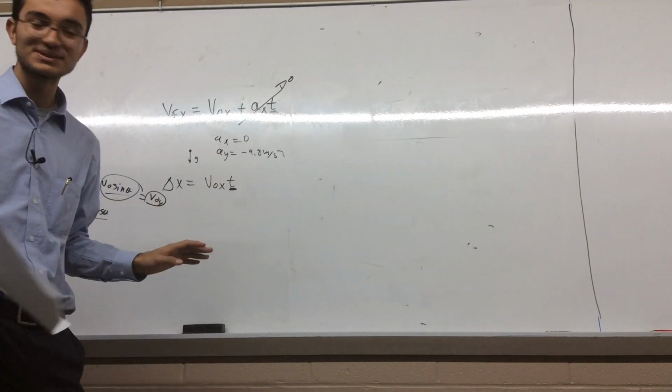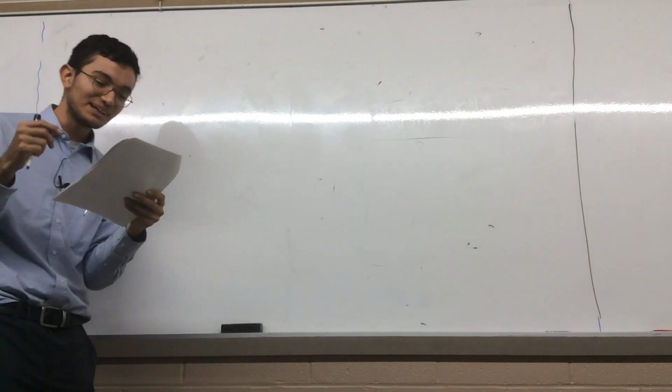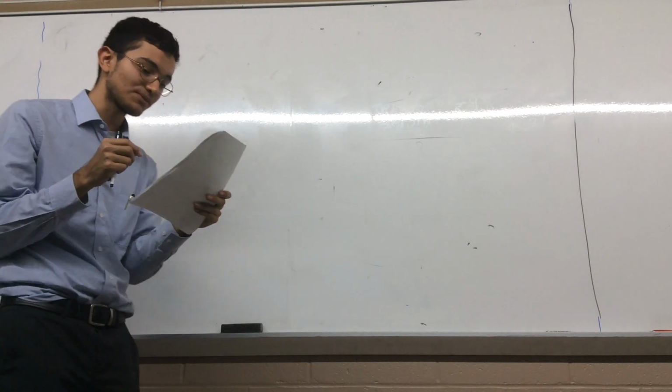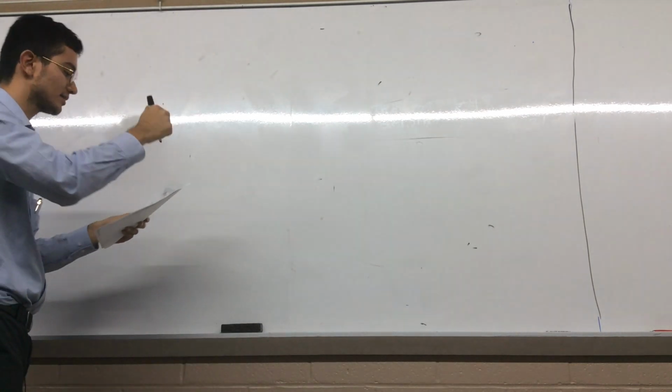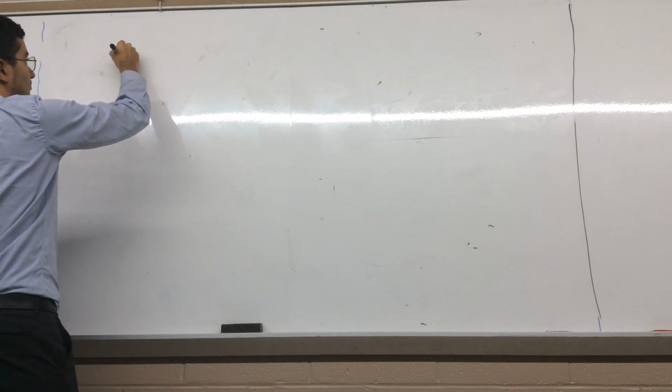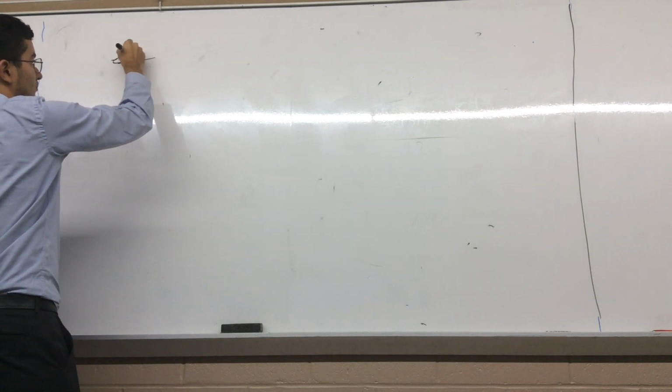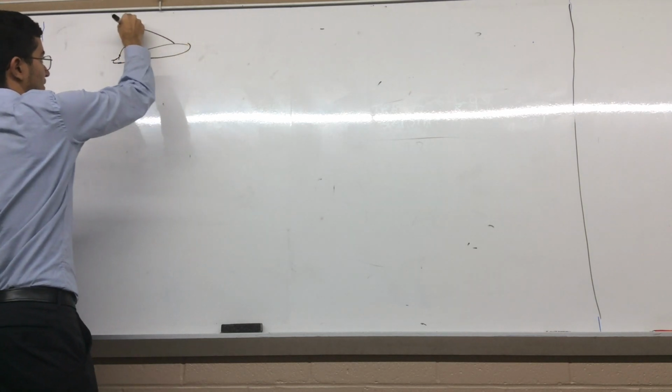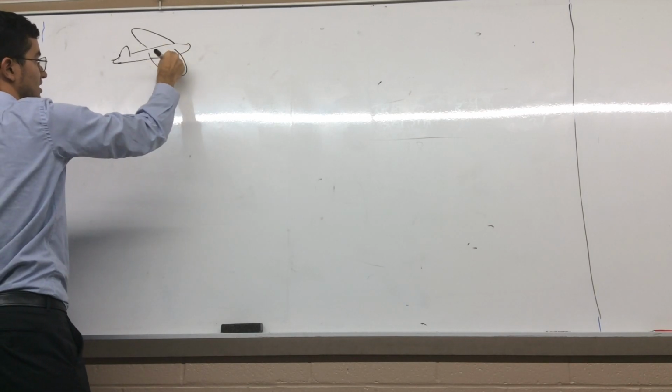Any other questions? No? All right, let's move on to the next question. A plane in level flight, so it's not moving up and down, right? It's something like that. So a plane in level flight, suppose it's a Japanese bombardier.